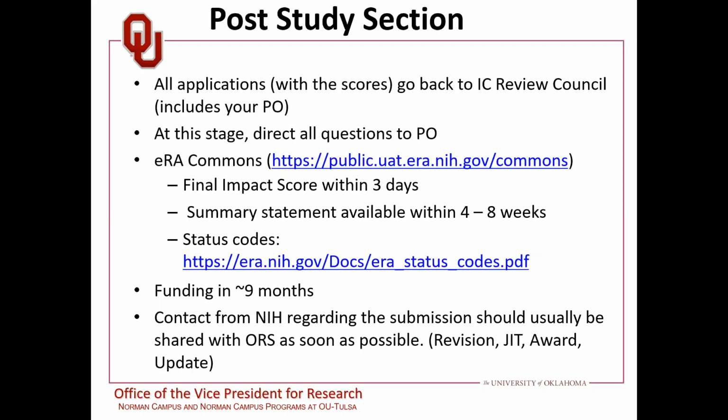Usually within 3 days after it goes through the review council, you'll get your impact score, which is like your overall score, and a summary statement usually comes out 4 to 8 weeks, usually about 6 to 7 time frame. So you kind of have an idea of what was discussed when the study section met. There is a list of status codes on if you were recommended for funding or not, or where you fell within the pay line and stuff like that. That's available on that link.